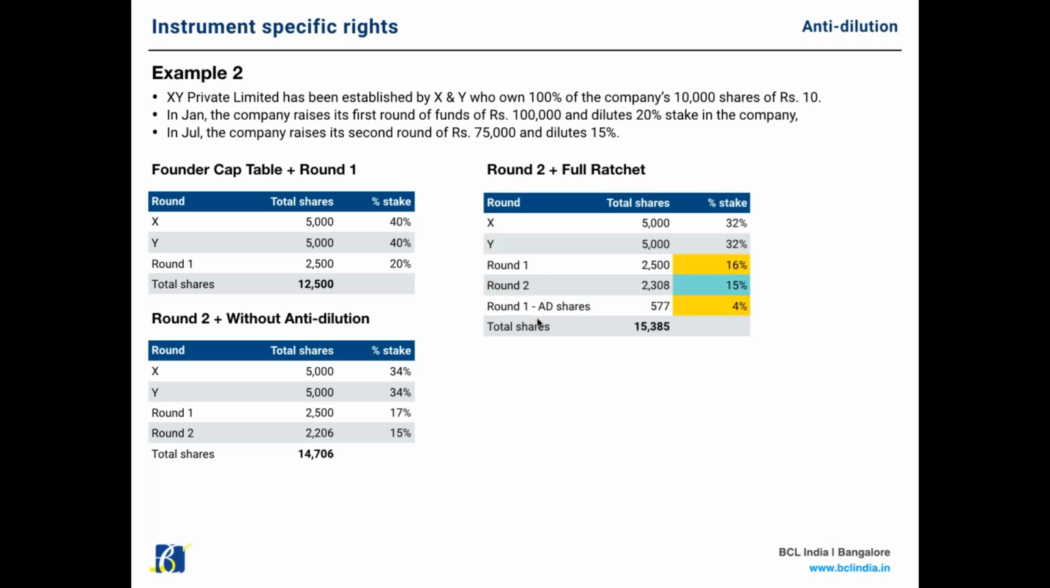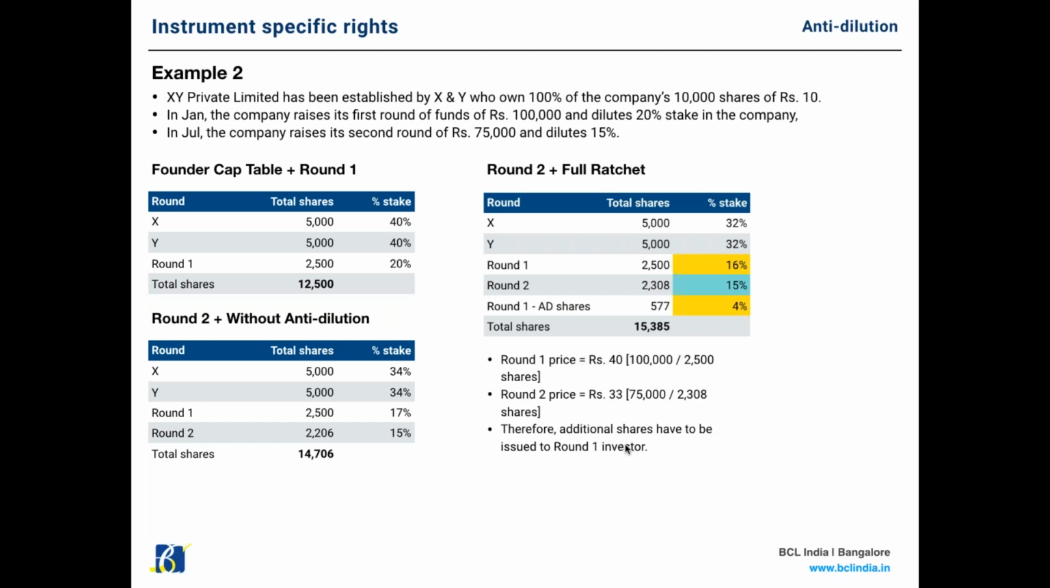So this is how full ratchet works. What full ratchet says is that my stake should remain the same even after the second round. So round one, 16% plus additional shares that I have to issue under a full ratchet anti-dilution clause of 4%. 20% is the same as what was on the first capital table that you see. The obvious question is who dilutes? It is X and Y who will end up diluting. So the founders are the ones who will end up diluting if the full ratchet clause is activated.